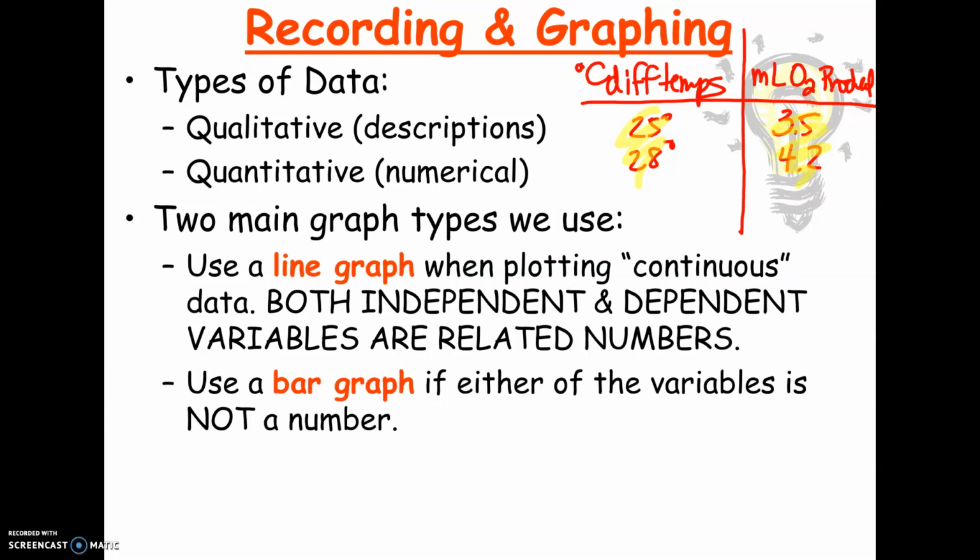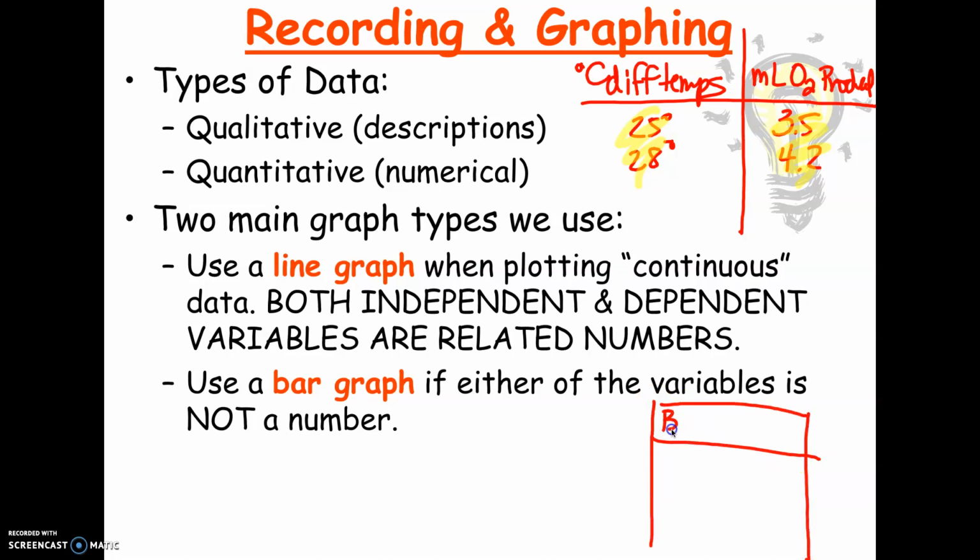On the other hand, a bar graph is going to be used if one of your variables is not a number. Typically, one of your variables is going to be a number either way, although I guess it's possible that you could be looking at something other than numbers. Let me give you an example that would lend itself to a bar graph. So here's our data table again.